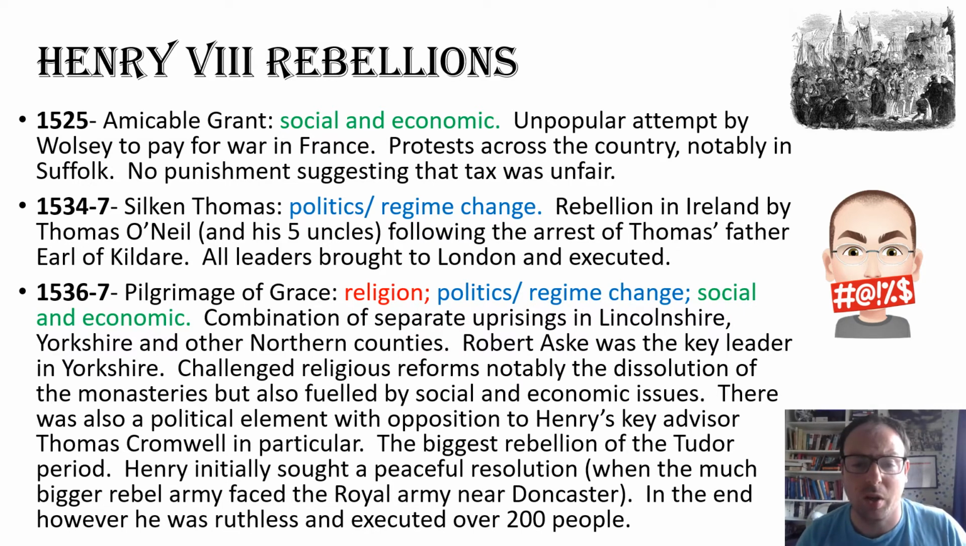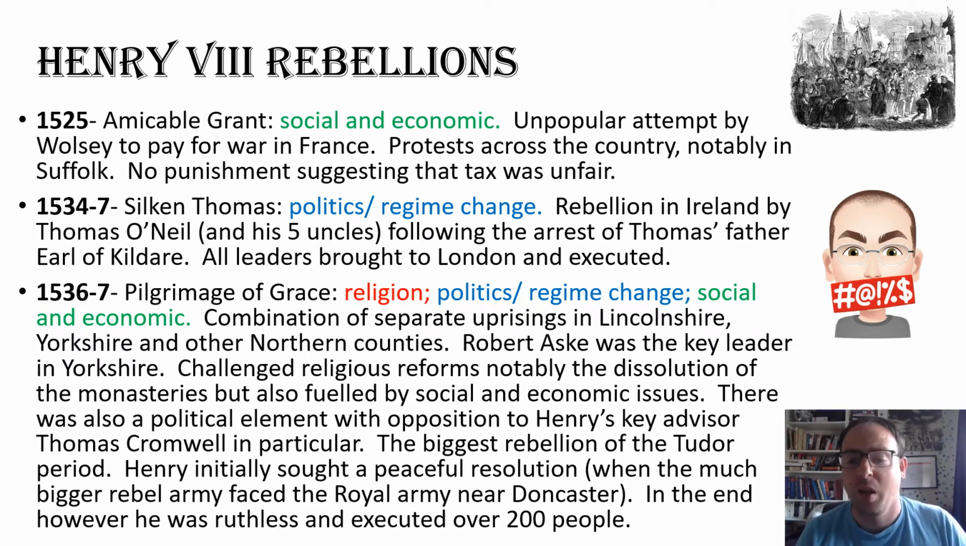Probably the key leader was a guy called Robert Aske, who was the leader in Yorkshire. It's religious because it challenged religious reforms, notably the dissolution of the monasteries, but also the general split from Rome. It was also fuelled by socio-economic issues and a lot of the socio-economic problems in the north in particular, and the poverty that was being found there. There was also political elements to it, in this case not necessarily wanting to unseat Henry, but definitely wanting to unseat his key advisor at the time, a guy called Thomas Cromwell.